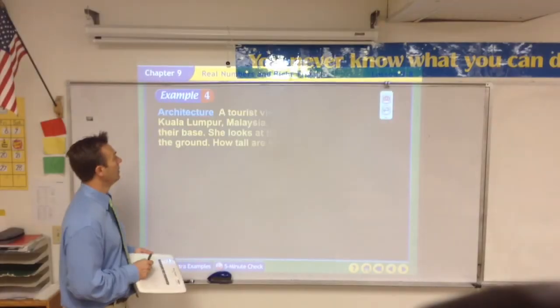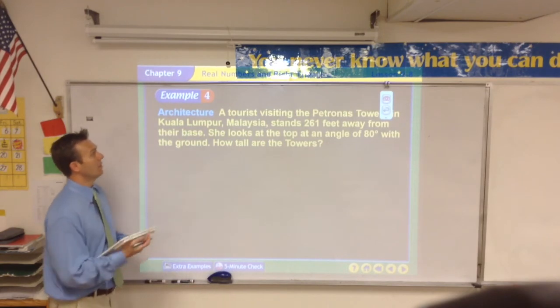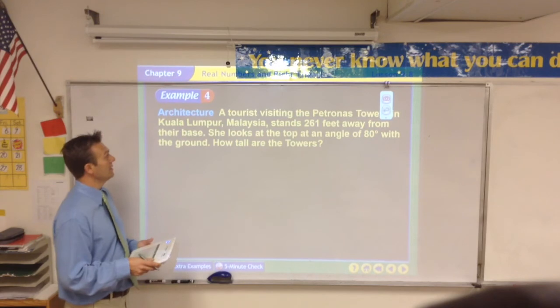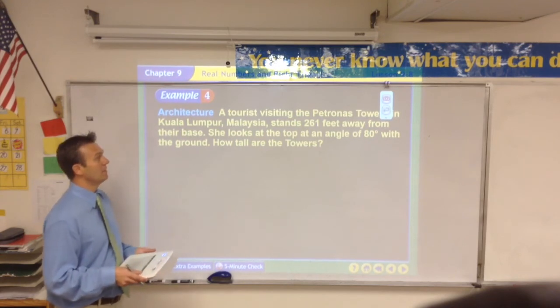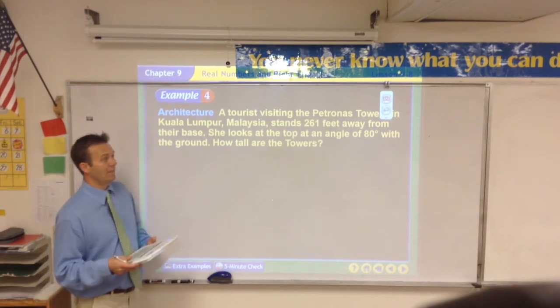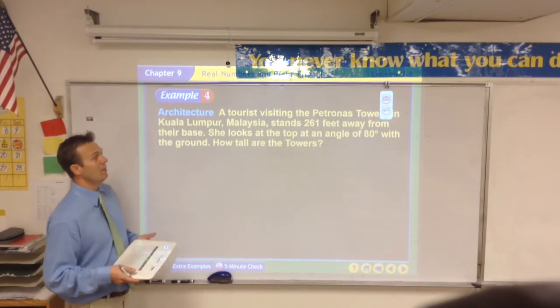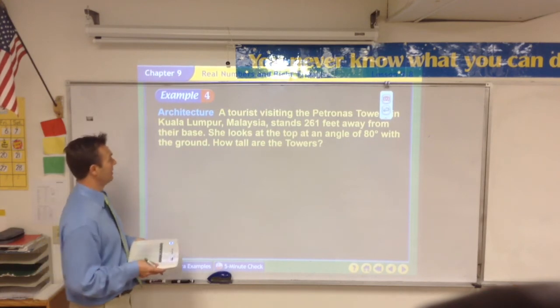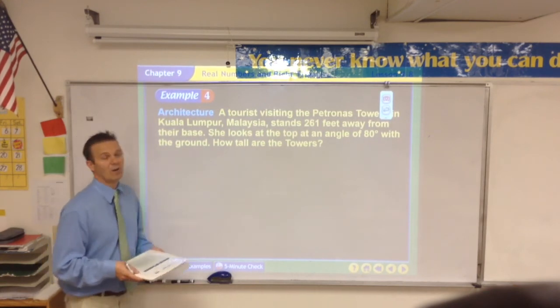Alright, the next example is about architecture. A tourist visiting the Petronas Tower in Kuala Lumpur, Malaysia, stands 261 feet away from the base. She looks at the top at an angle of 80 degrees with the ground. How tall are the towers?